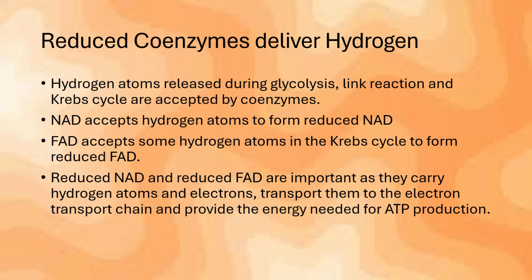Hydrogen atoms released during glycolysis, link reaction, and Krebs cycle are accepted by coenzymes. NAD accepts hydrogen atoms to form reduced NAD. FAD accepts some hydrogen atoms in the Krebs cycle to form reduced FAD. And reduced NAD and reduced FAD are important as they carry hydrogen atoms and electrons, transport them to the electron transport chain, and provide the energy needed for ATP production.